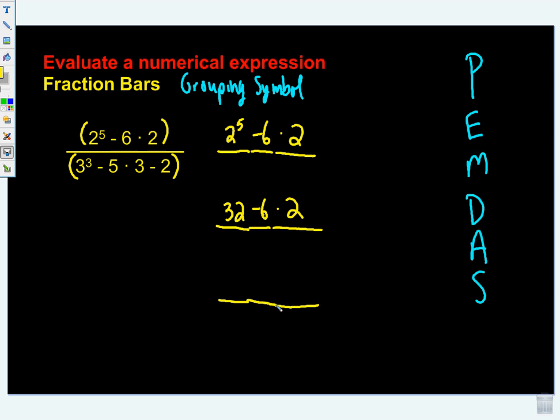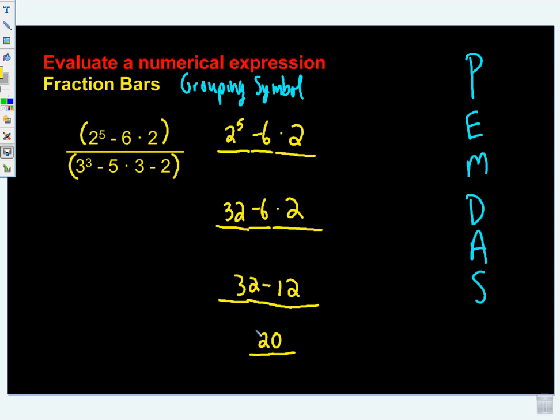So you can see that I want to next follow the order of operations, which asks us to do multiplication and division next. So my multiplication here of 6 times 2 gives us 12. And all that's left to evaluate in the numerator is 32 minus 12, which is in fact 20. So the top half of this numerical expression, when evaluated, turns into 20.